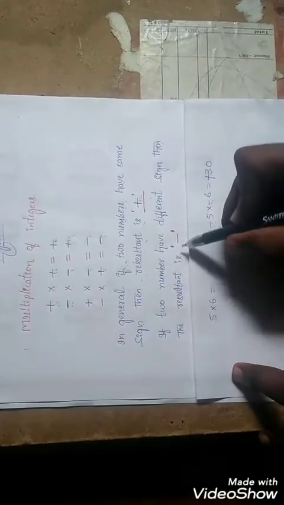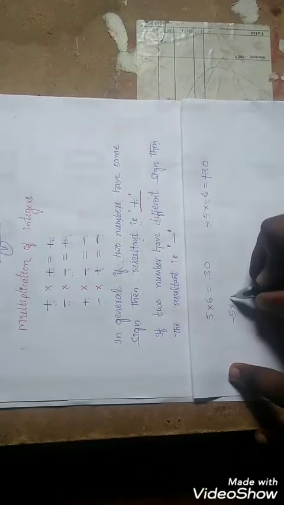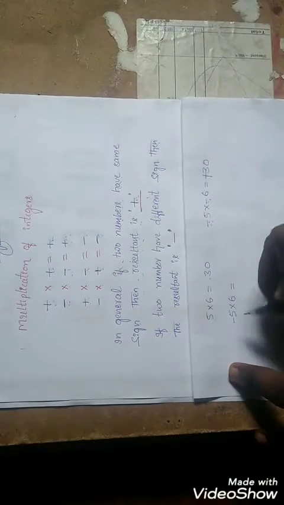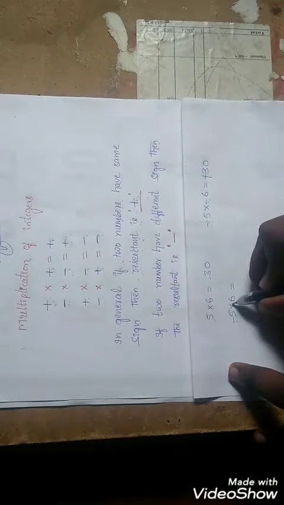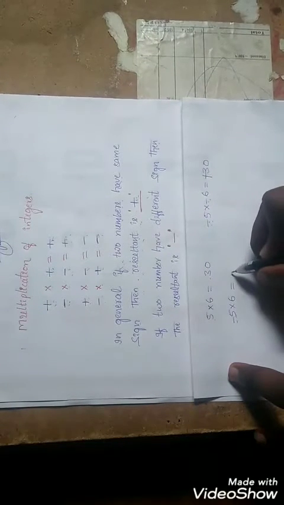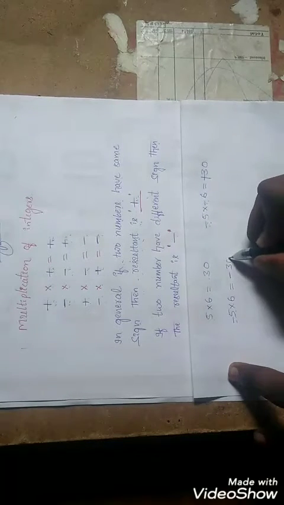Next, if two numbers have different signs, then the result is minus. For example, minus 5 into 6. Here the two numbers have different signs. 5 has minus and 6 has plus, therefore the result is minus. 5 into 6 is 30.